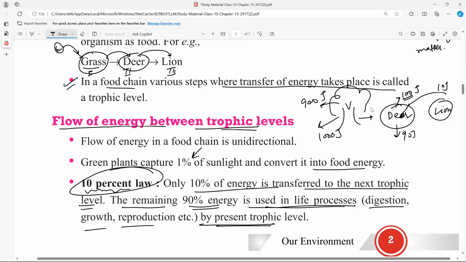Yes, sir. Okay, so please note down this 10% law. Why I'm saying to note it down is so that memory is developed in your brain and you will be able to write the answer. So please write down this 10% law, which is an important law.